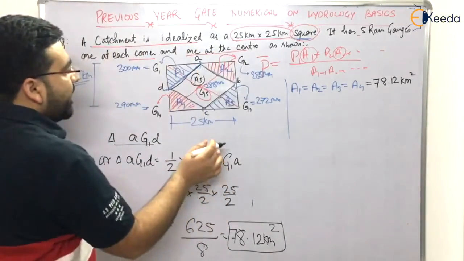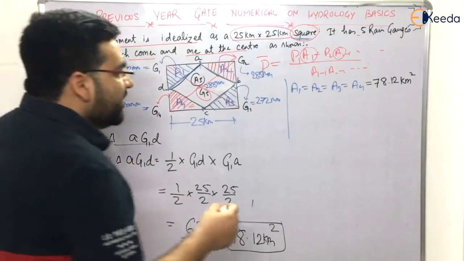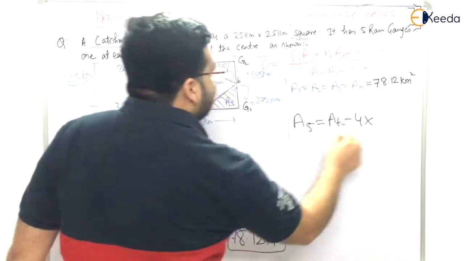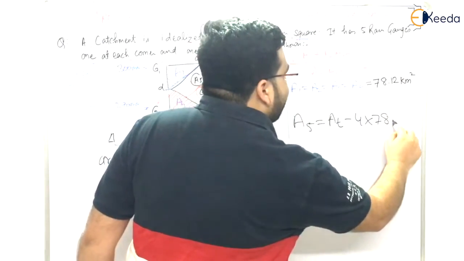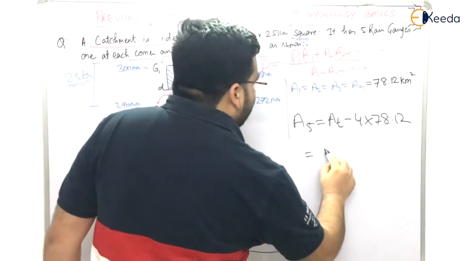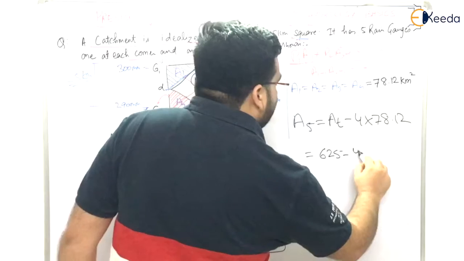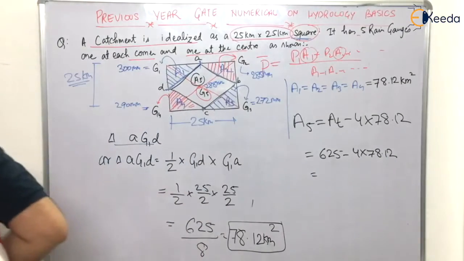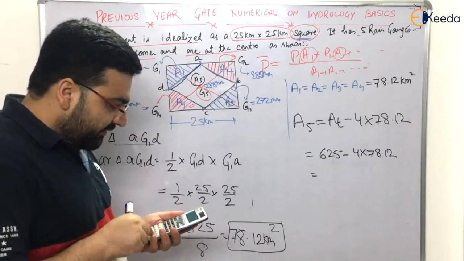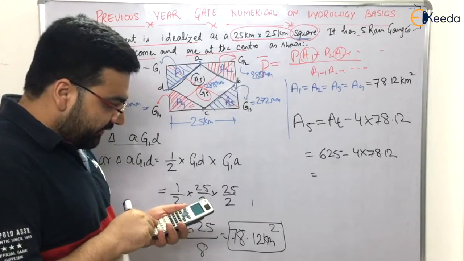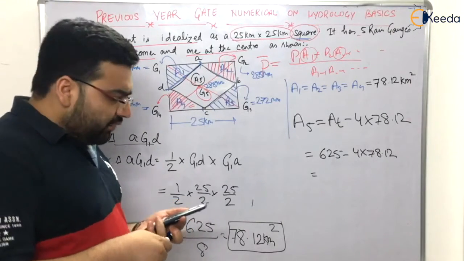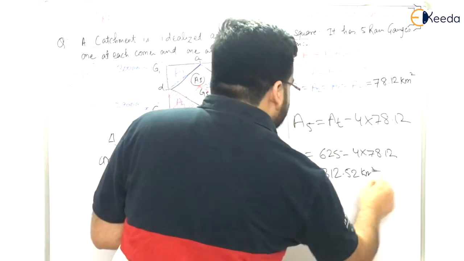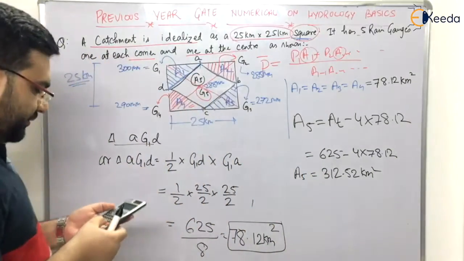So what is the total area? Total area is 25 into 25, 625. So A5 will be equal to total area minus 4 times one single area, that is 78.12. Simple. So total area is 625 kilometer square, minus 4 into 78.12. So how much is it coming? Let me calculate it. It will be around 312.52 kilometer square, which is the area of the center portion, that is A5.